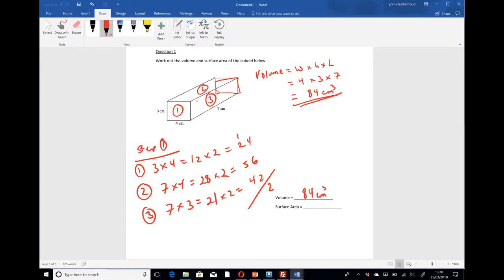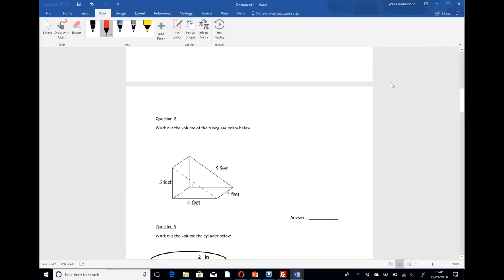8 plus 4 is 12. So the total surface area of the cuboid is 122 centimeters. So don't forget the units. Okay, so let's go over question 2.